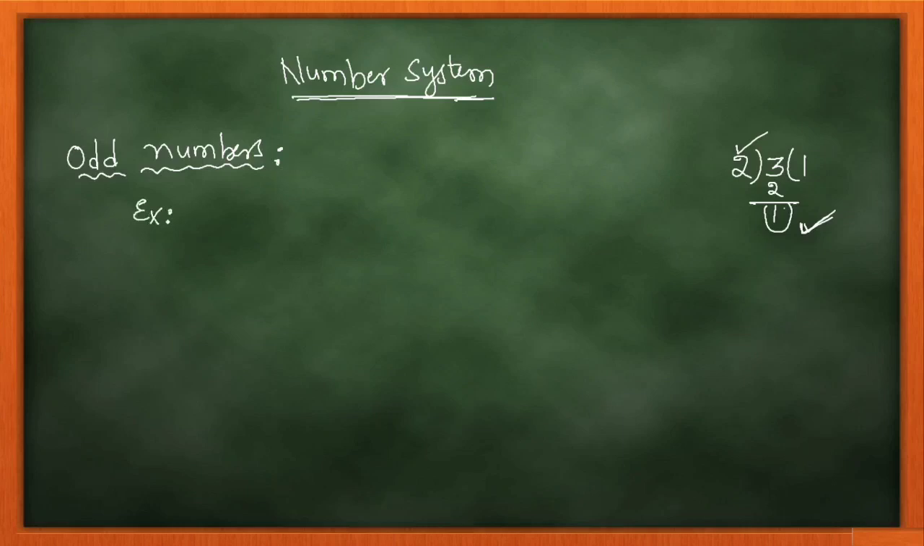What are the examples of odd numbers? 1, 3, 5, 7, 9, 11, 13. Like this, these are the odd numbers. Odd numbers are not divisible by 2. The numbers which are not exactly divisible by 2, whose remainder is 1 when divided by 2, are called odd numbers.